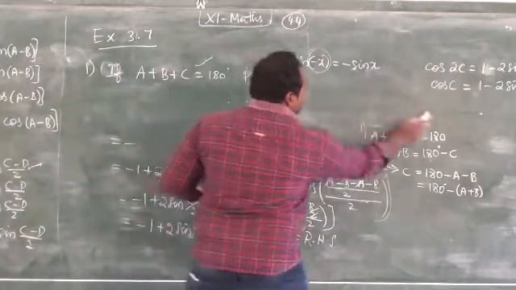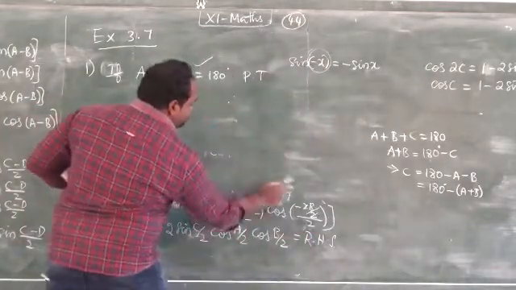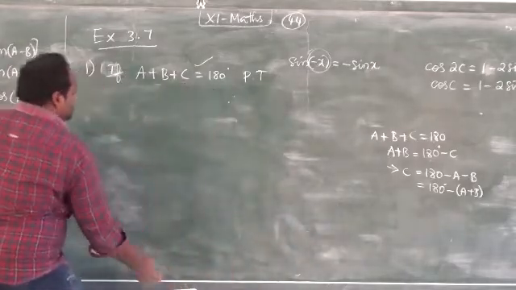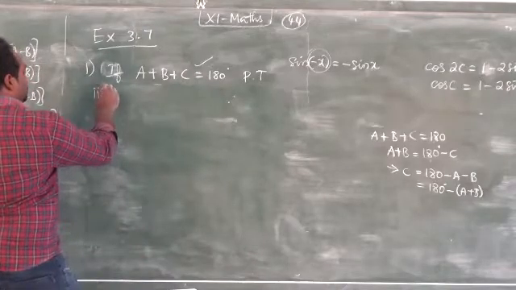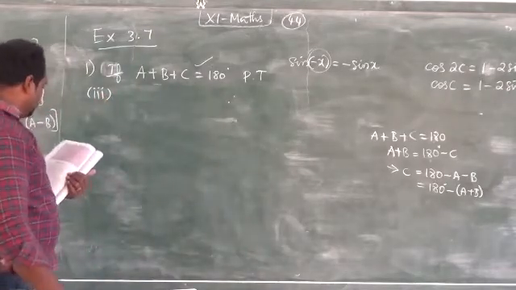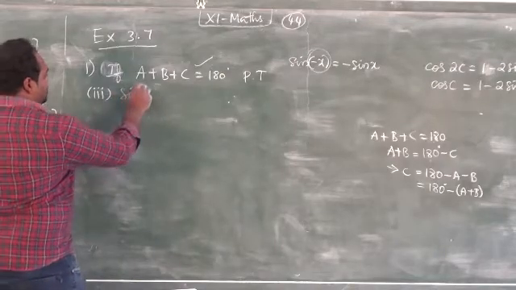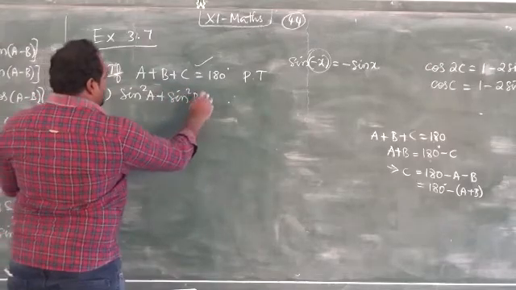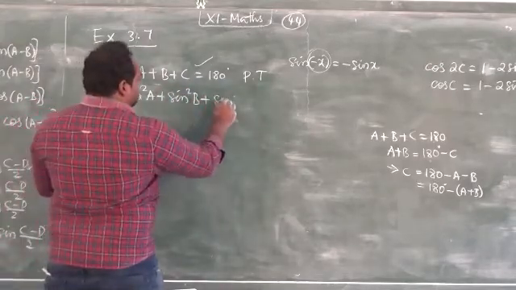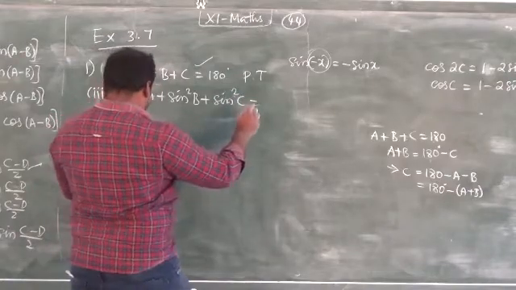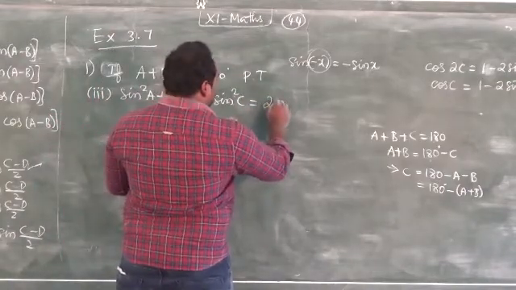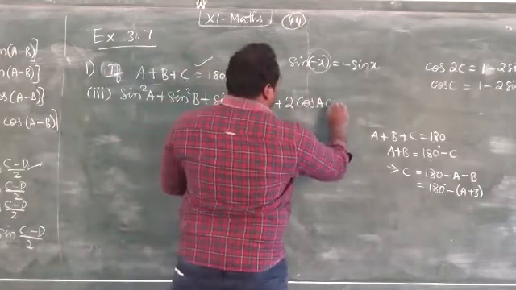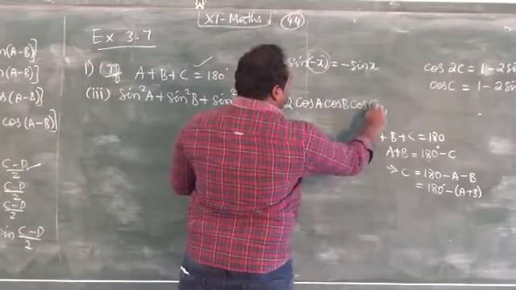Next, problem number 3. Question number 3. Sin square A plus sin square B plus sin square C equal to 2 plus 2 cos A cos B cos C.